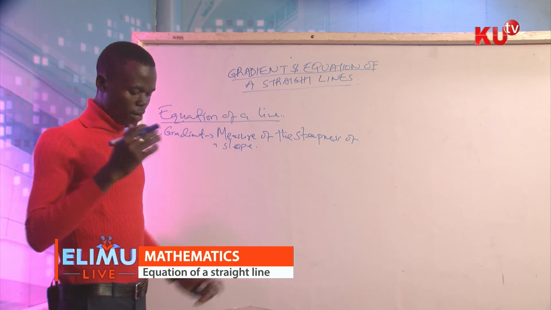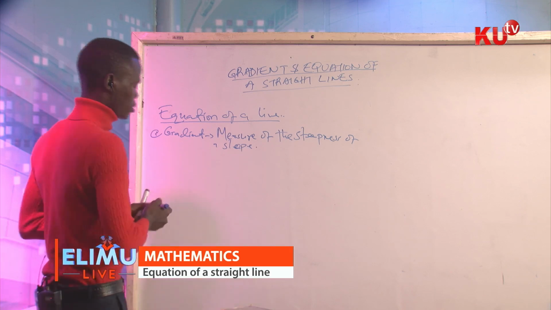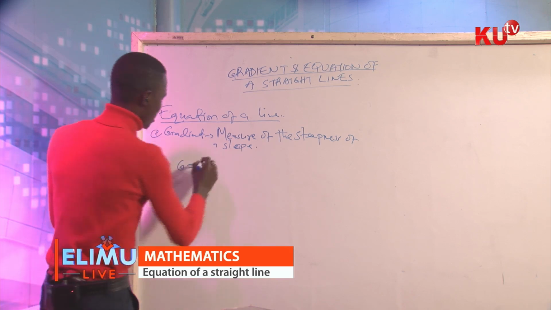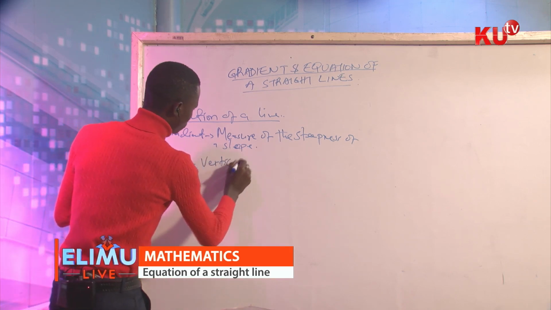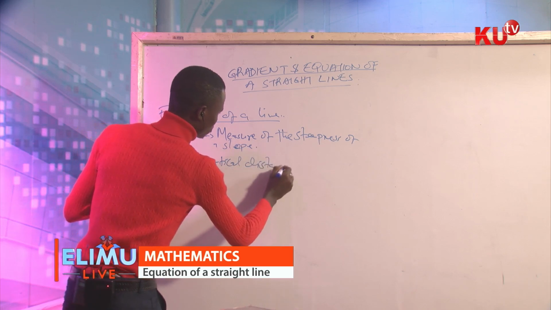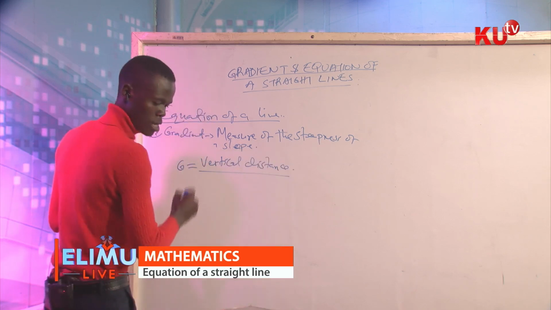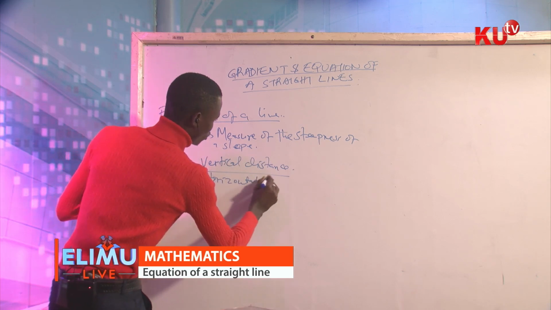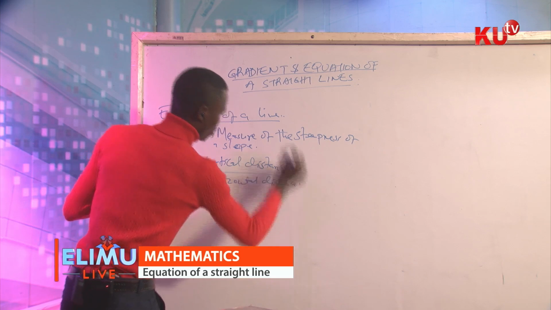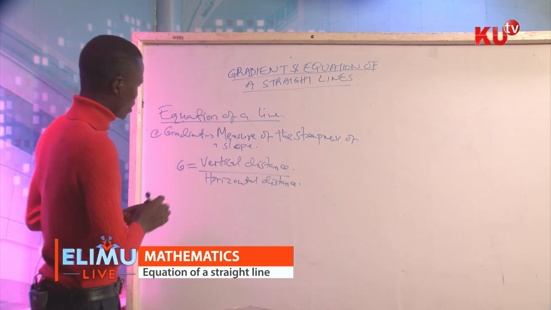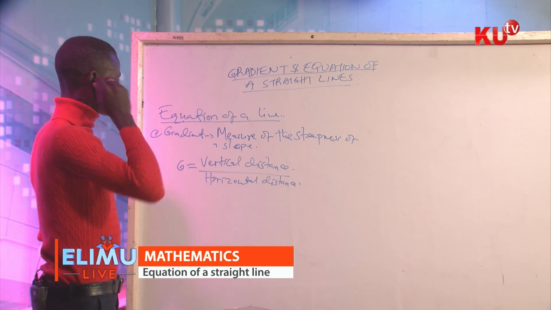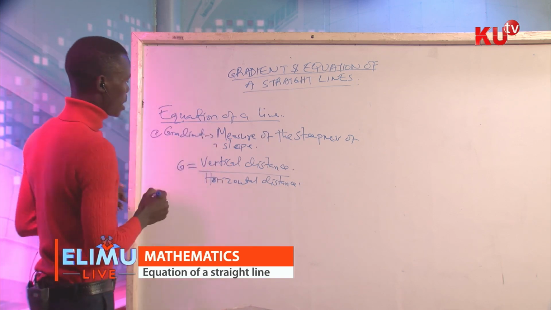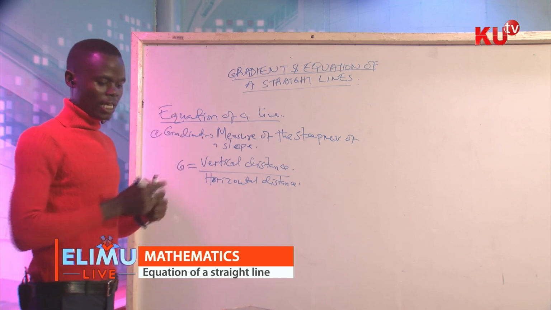But mathematically, gradient is given by vertical distance over the horizontal distance. Just like I've said, mathematically, gradient is given by vertical distance over the horizontal distance. Let us check an example.